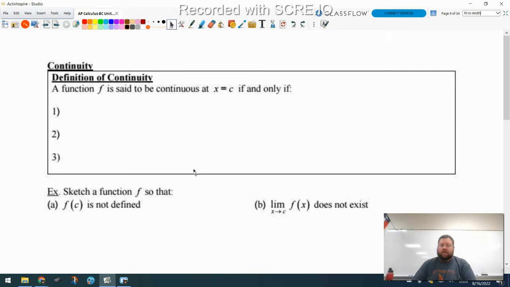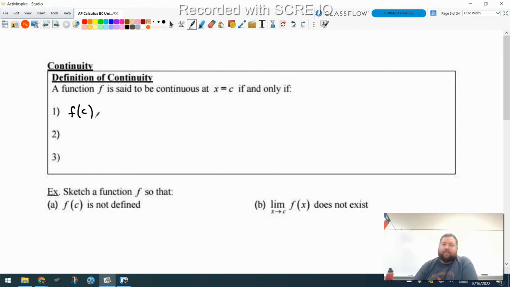All right, I'm going to talk about continuity with this video. So first thing we need to do is define continuity. We want our rigorous definition of continuity. So there are three pieces that must be true for a function to be continuous at a point. So this is at a specific value x equals c. So here are the three things.